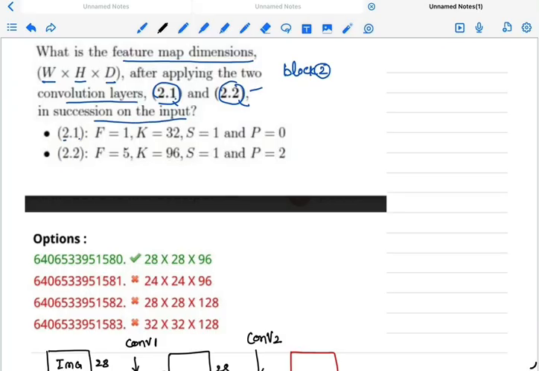So for 2.1, this is the convolution layer 1 parameters, and this is the convolution layer 2 parameters. For layer 1, the filter size is 1 and the number of kernels k is 32, stride equals 1, padding is 0. For block 2 layer 2, filter size is 5, meaning 5 cross 5, k equals 96, stride is 1 and padding is 2.